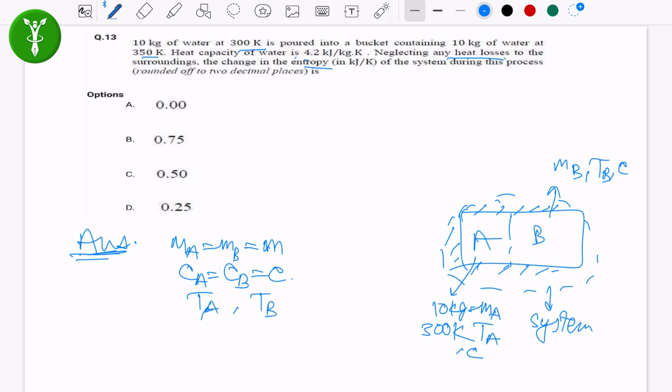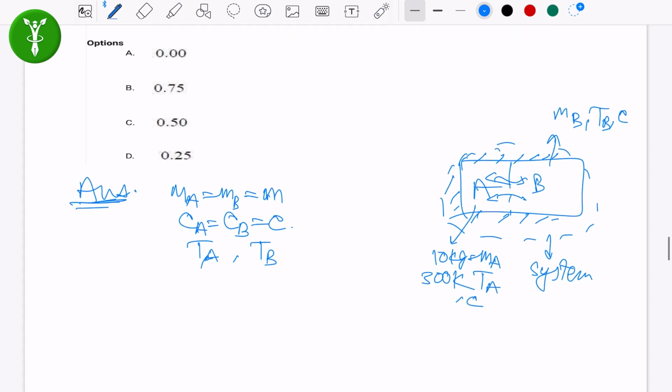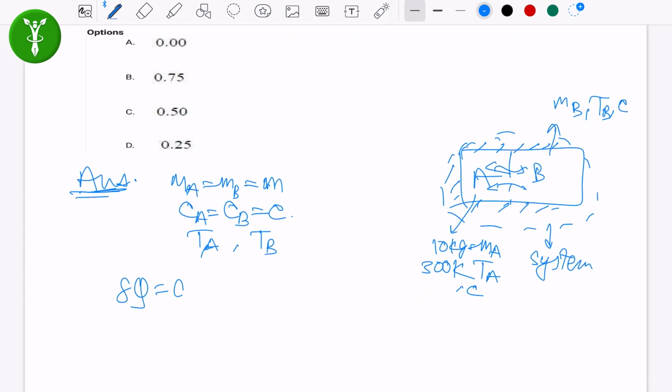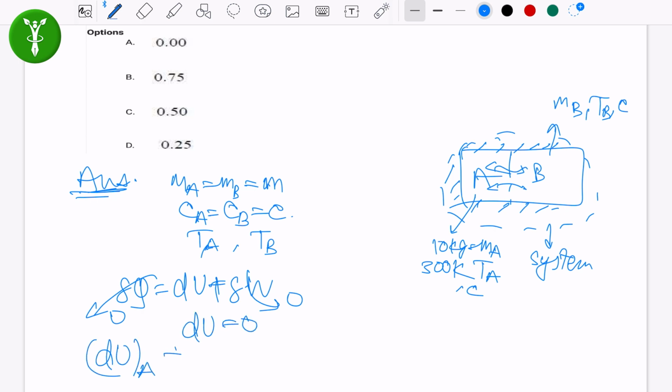So after final mixing, what will happen? They will come to some final temperature. Using the first law, del Q is equal to dU plus delta W. No heat loss to the surrounding, no work done, as no shaft work is given, no electrical work done, no piston displacement work done, as the volume is rigid. So dU is equal to 0. So the internal energy change of side A plus the internal energy change of side B is zero. So let after mixing, some final temperature be achieved.